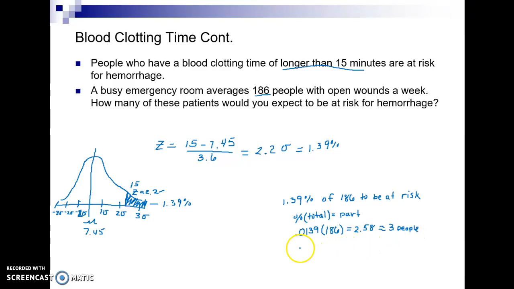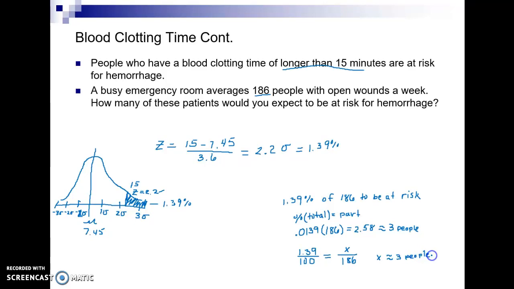The other way to do percents is to do them as a proportion. So for that, I would do 1.39 out of 100, because percent is always out of 100. And when I set up my second proportion, I know that it's part over total, or is over of. And so this is out of 186, so I put that in the denominator, and I want to solve for the numerator. And then I do the cross product and solve that out and get the exact same answer. So X is approximately 3 people that are at risk for hemorrhage.